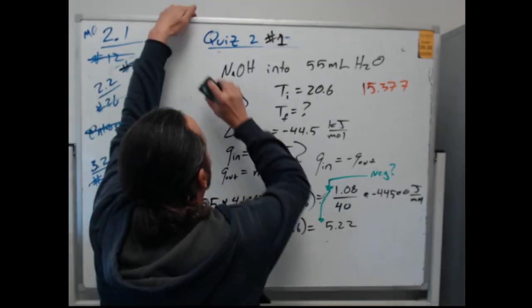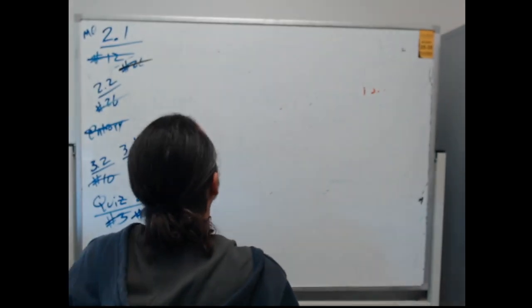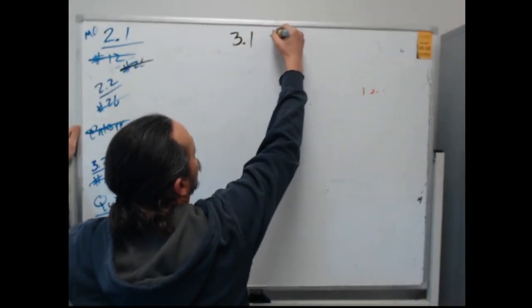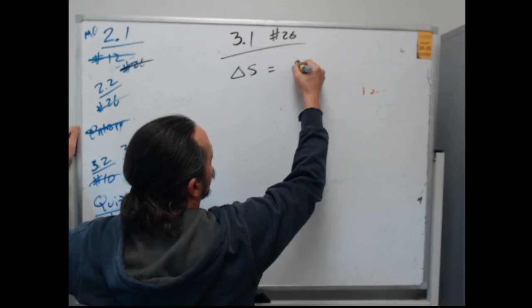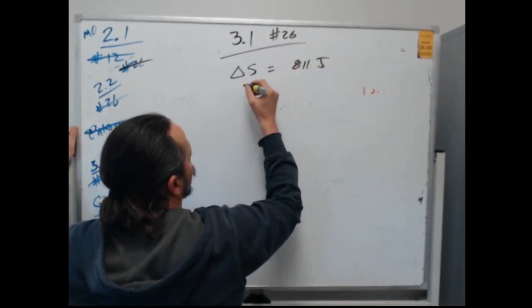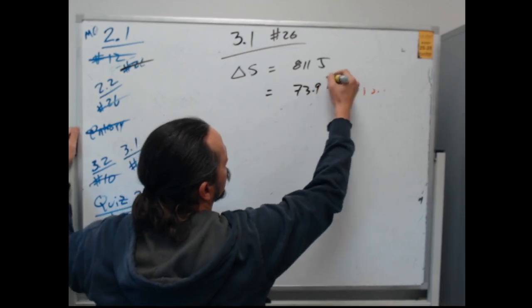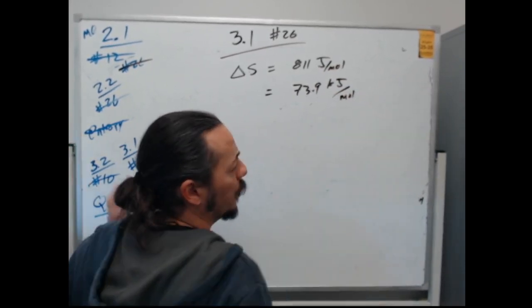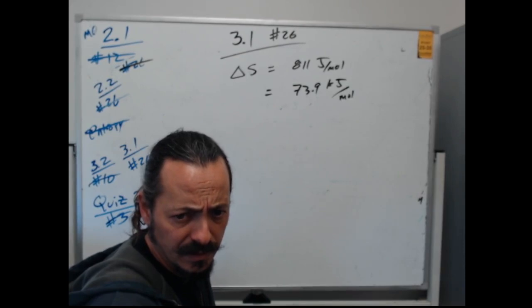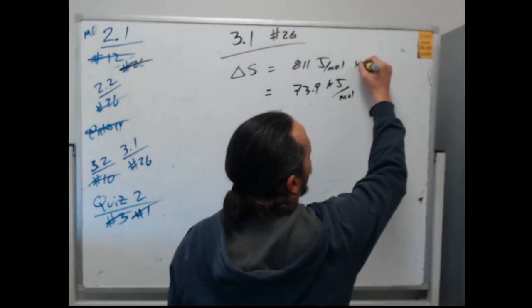3.1, number 26. It says a process increases the entropy of a system by 811 joules per mole Kelvin and absorbs 73.9 kilojoules per mole of heat from the surroundings. At what temperature will this process begin to favor products? Does it just give joules per mole Kelvin? It just says kilojoules per mole. Oh no, for the delta S, joules per mole Kelvin. It looks weird because it's just a space and then the K.